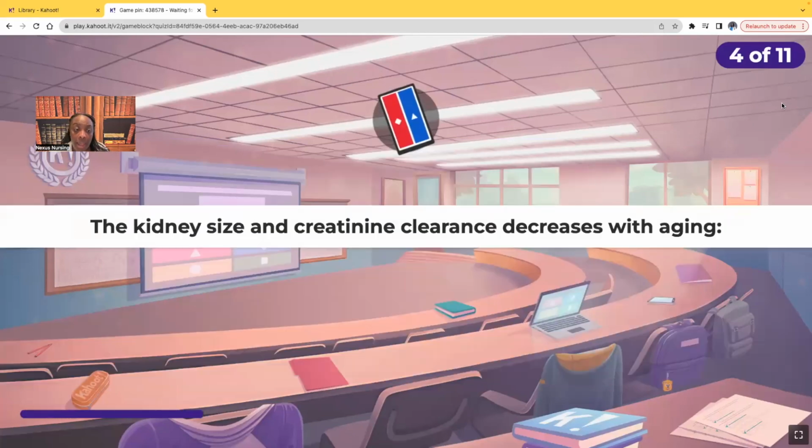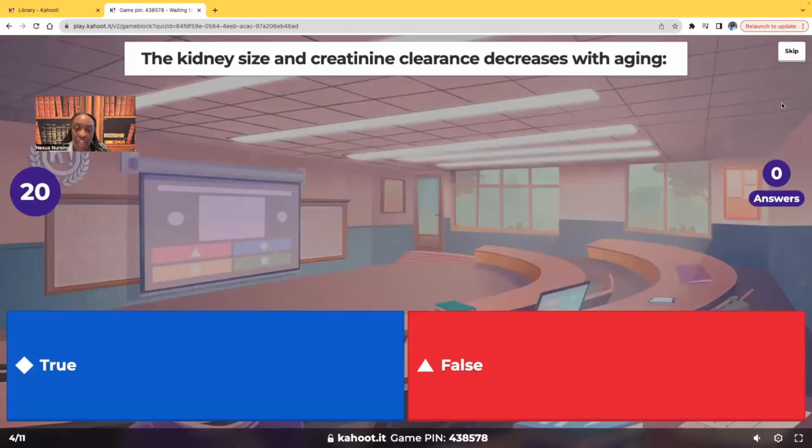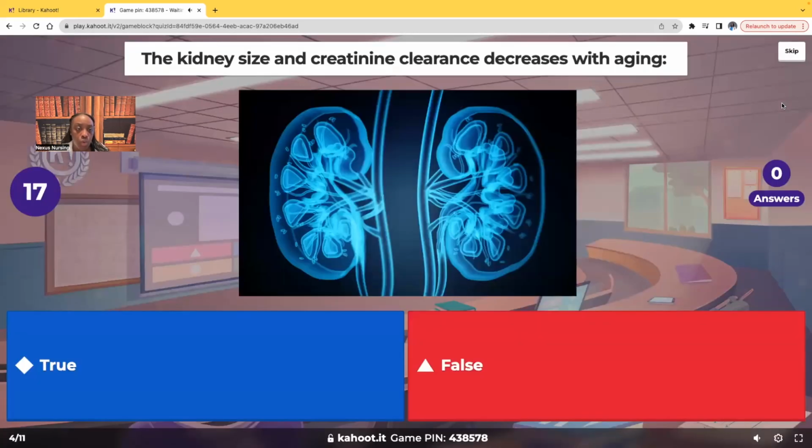True or false? The kidney size and creatinine clearance decreases with aging. Is this true or is this false? So with aging, does the kidney size decrease? Does the creatinine clearance decrease? Is this true or false?